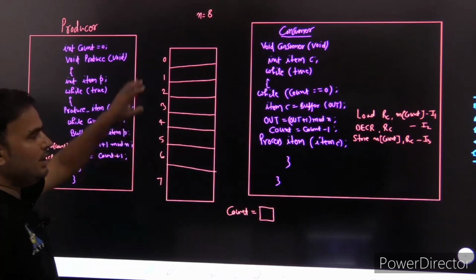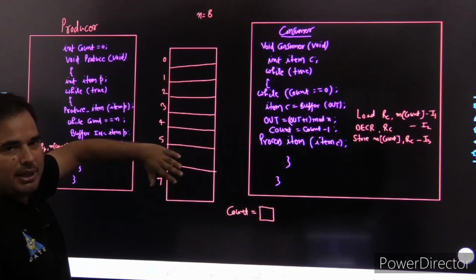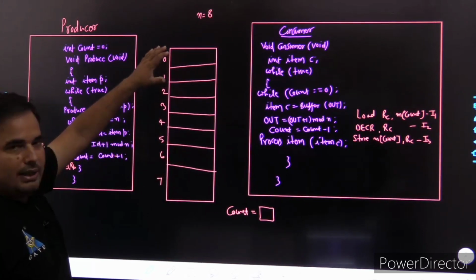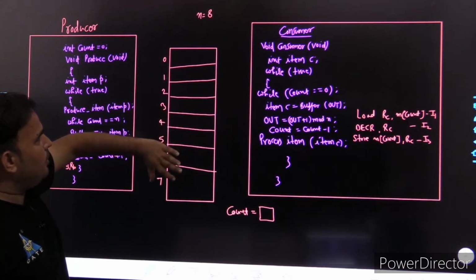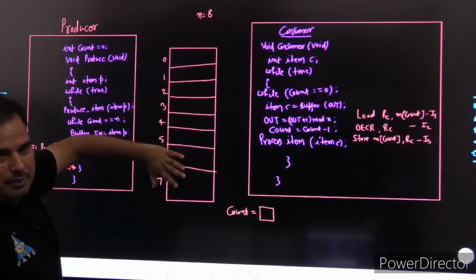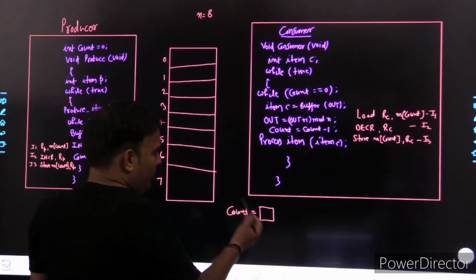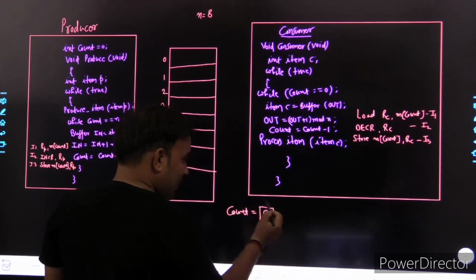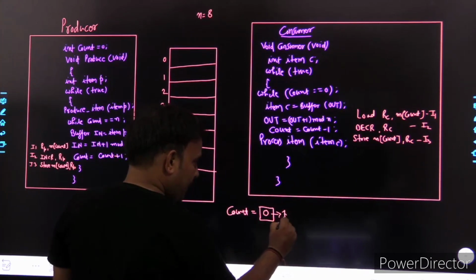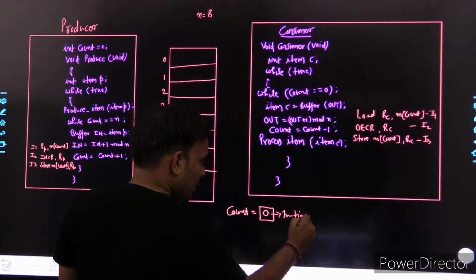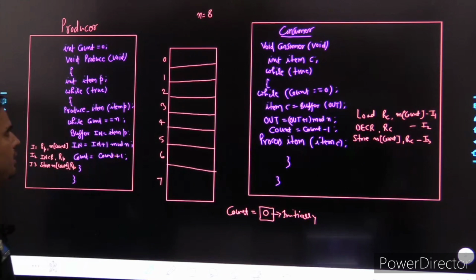Initially the buffer is empty, my dear friends. Initially the buffer is empty means no item is present in the buffer. So the count variable value is 0 initially, when the buffer is empty.